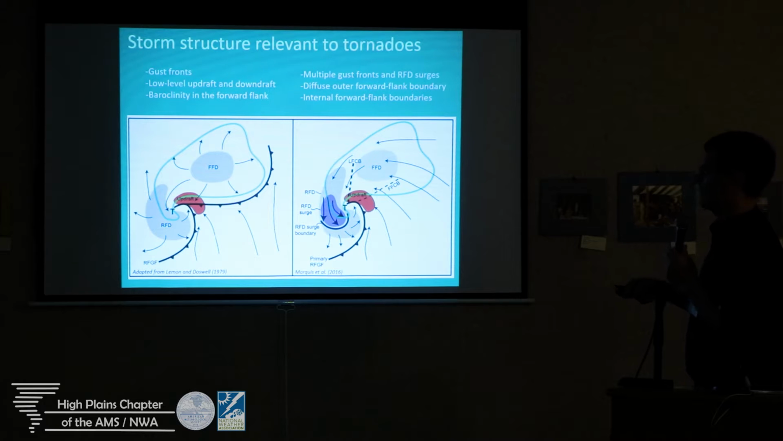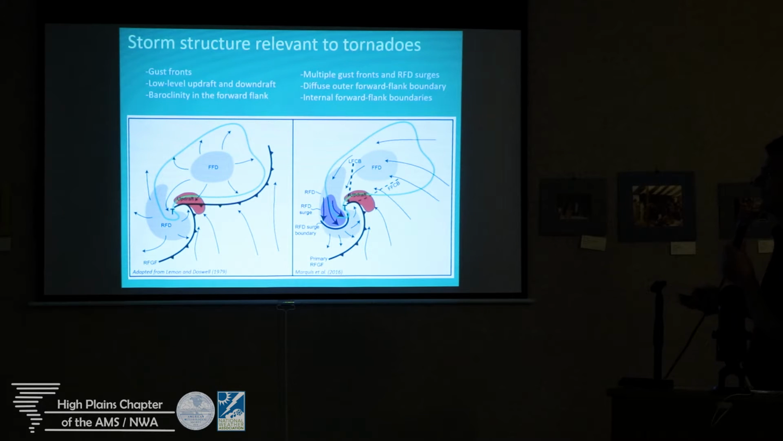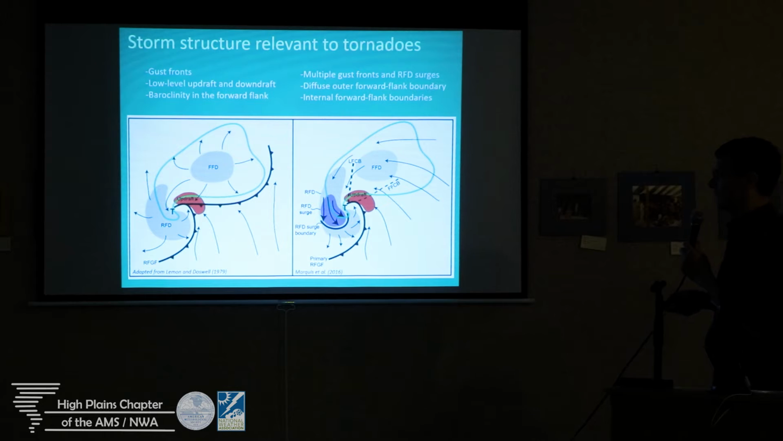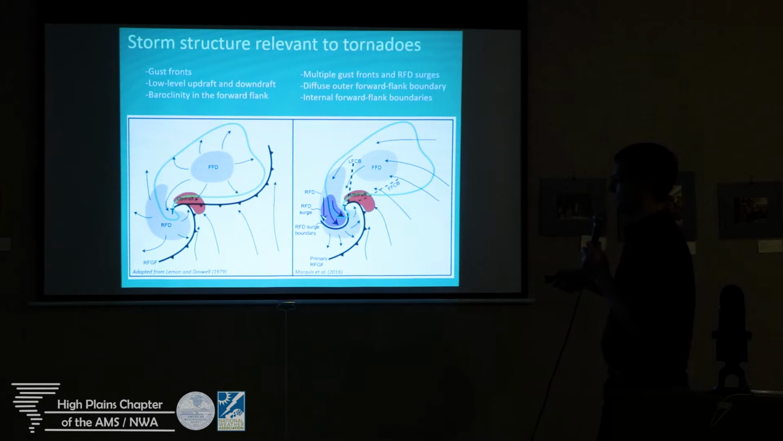So if we modify our diagram that we started with over to the left to include maybe some new items, here we add on this rear flank downdraft surge, and this attendant gust front leading it that's sort of wrapping around the area of the tornado and the low-level mesocyclone.